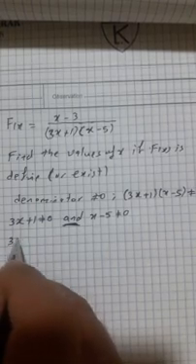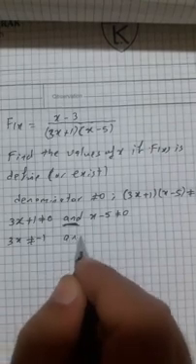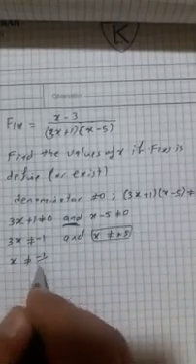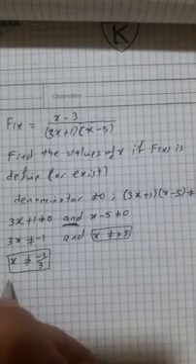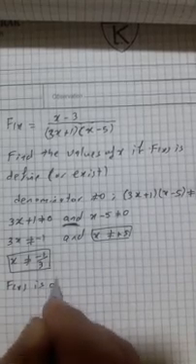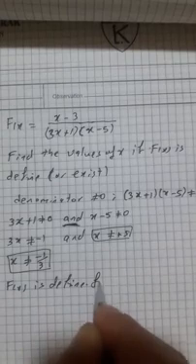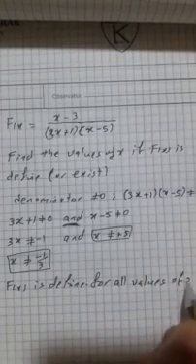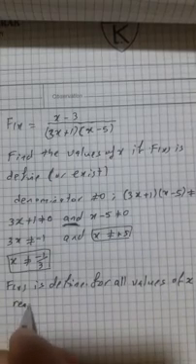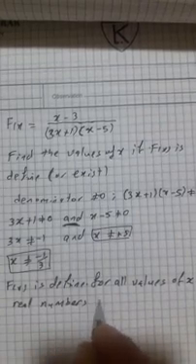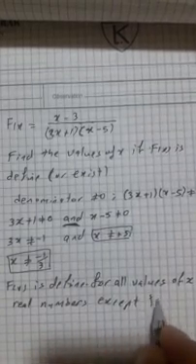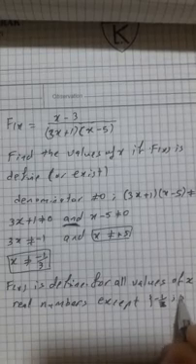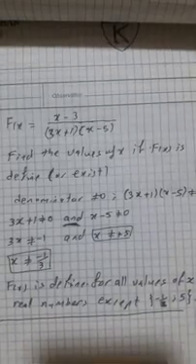Okay, now it becomes 3x does not equal to minus 1 and x does not equal to plus 5. That means x does not equal to minus 1 over 3. So we can write a sentence: f of x is defined for all values of x, real numbers, except minus 1 over 3 and plus 5. This is the rational function.